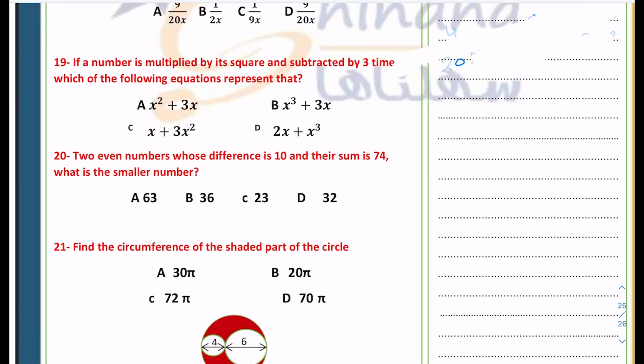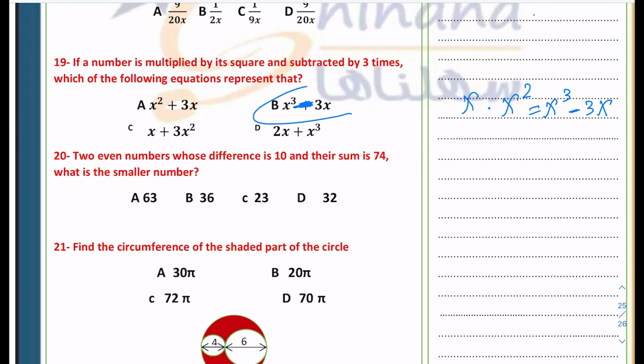If a number multiplied by its square and subtracted by 3 times, which of the following is the situation here? A number multiplied by its square, meaning x squared. X multiply x squared will be x power 3. Subtract 3 times, meaning subtract 3x, which will be letter B, but here we should have minus, not plus. This is minus, not plus. Clear? If we change subtract to be added, I will choose plus. It will be plus. Okay?